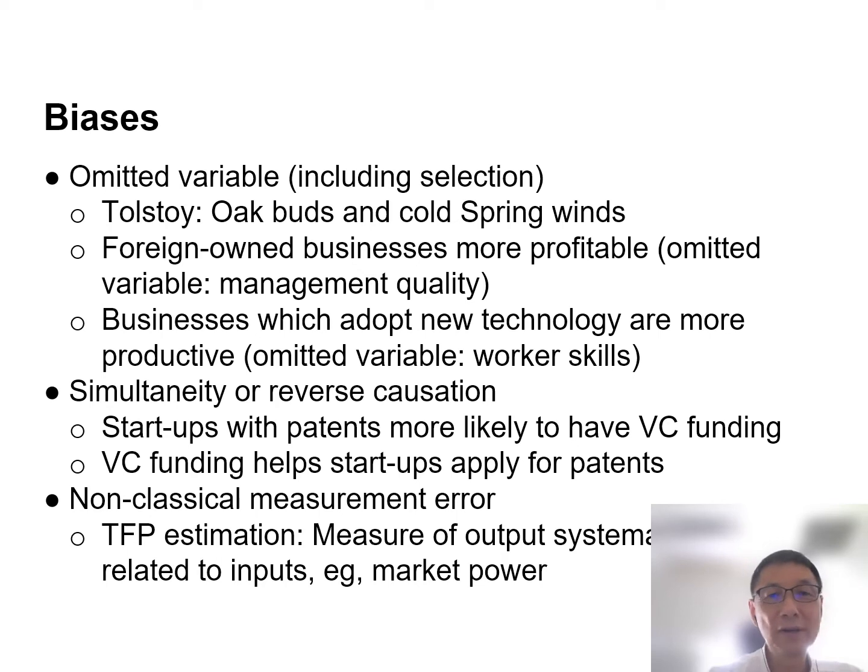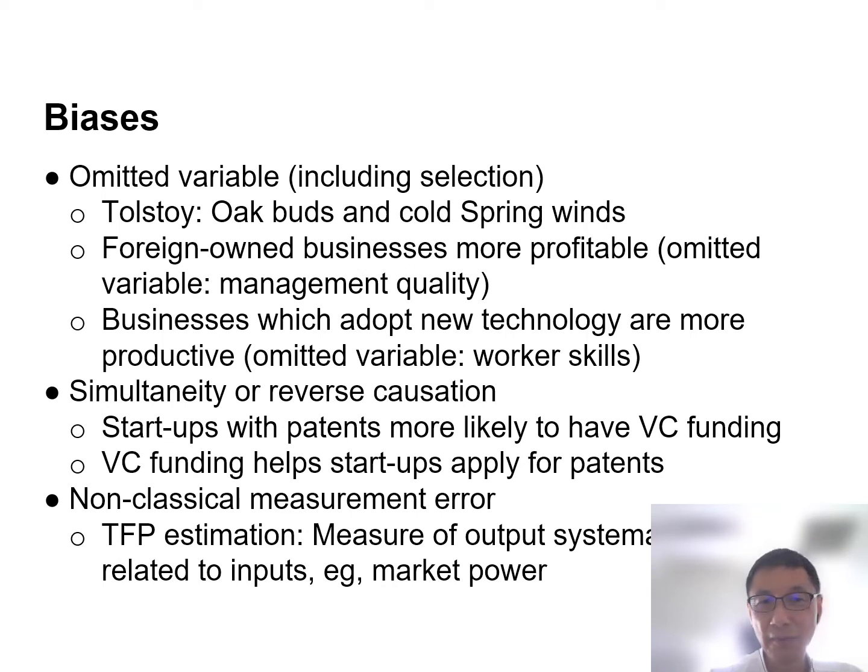Let me give you 2 more examples from a productivity innovation context. Suppose that we find a relationship that foreign-owned businesses are more profitable. Does that mean that foreign ownership implies higher profit? It could well be this omitted variable of management quality. Foreign-owned businesses are better managed, and that's why they're more profitable, not because of their foreign ownership as such.